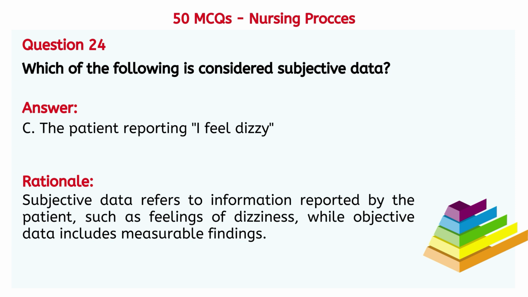The answer is C. The patient reporting "I feel dizzy." Rationale: subjective data refers to information reported by the patient, such as feelings of dizziness, while objective data includes measurable findings.